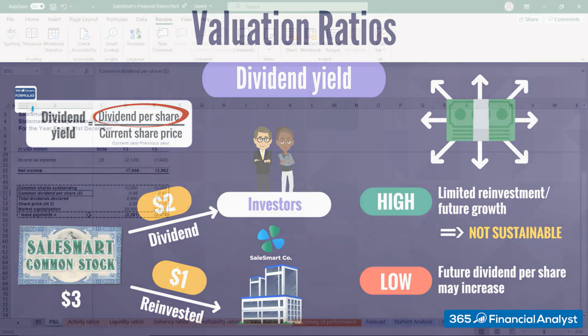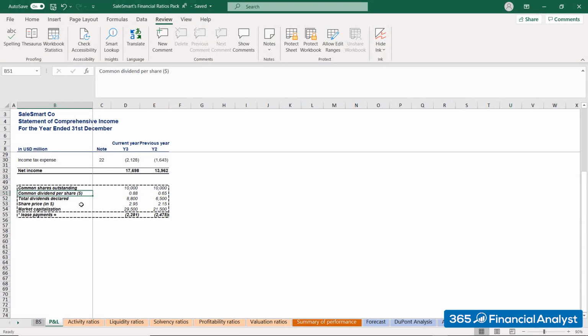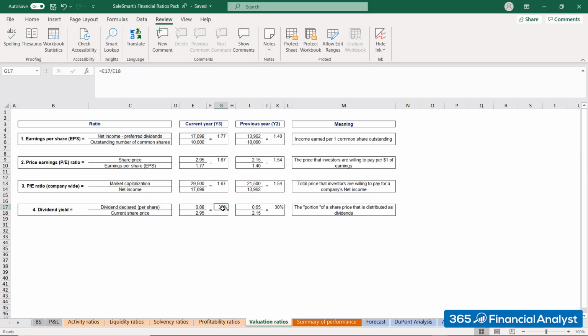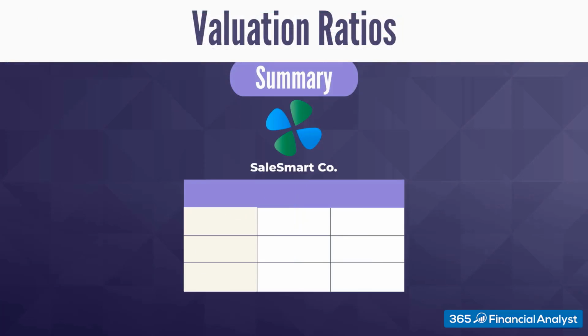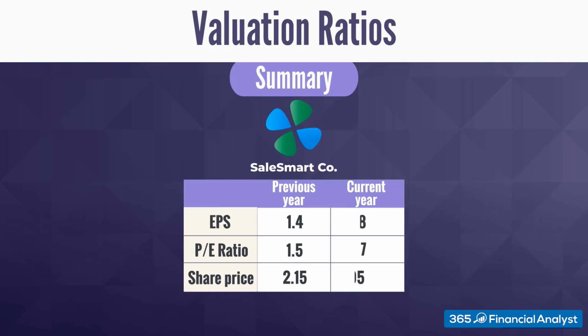Let's do the math. Looking at SalesSmart's financial information, dividend per share is $0.88 in the current year and $0.65 in the previous year. Its common share price is $2.95 and $2.15 respectively. This results in a constant dividend yield of 0.30 in both years. The constant dividend payout ratio policy, in which companies distribute a fixed percentage of total earnings to shareholders, is very common in practice. Amazing!